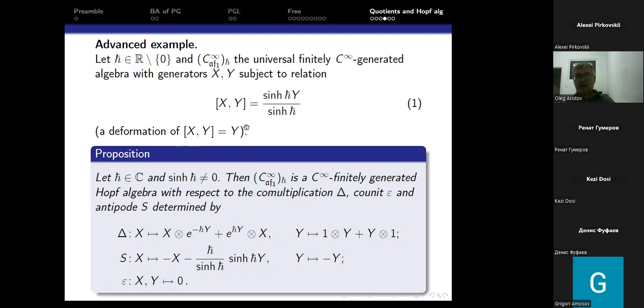And then it can be shown that, in fact, this C infinity finitely generated Hopf algebra, with respect to the multiplication, counit and antipode, will be determined by these formulas. And note that here the formula for y is not deformed, but for x it is deformed. So for delta of x, we replace 1 by these exponentials, and for S of x, we add an additional sum.